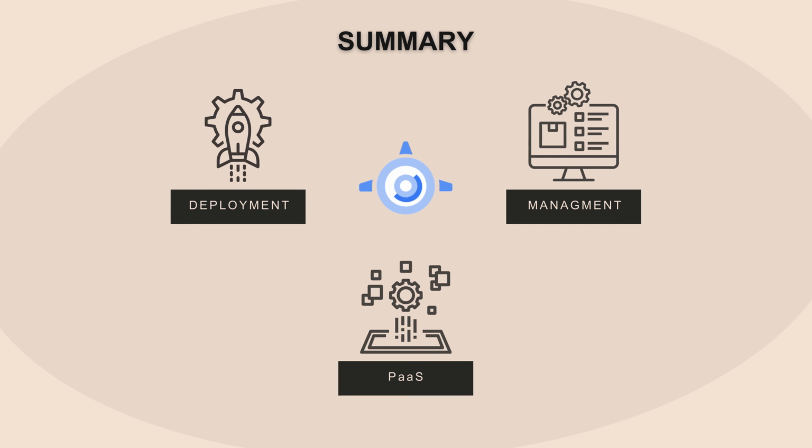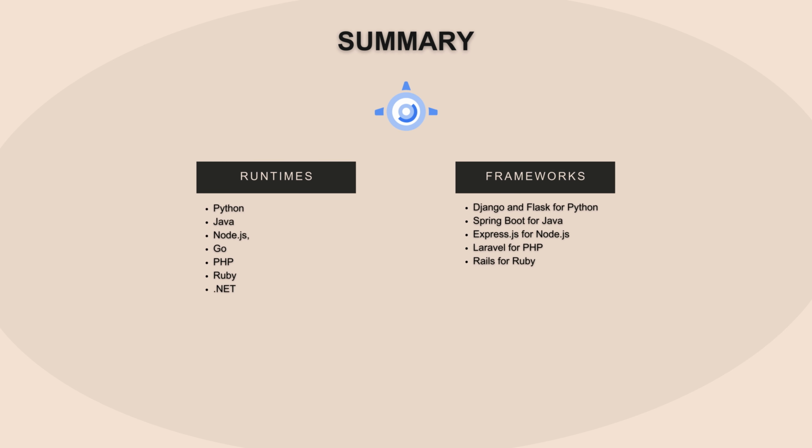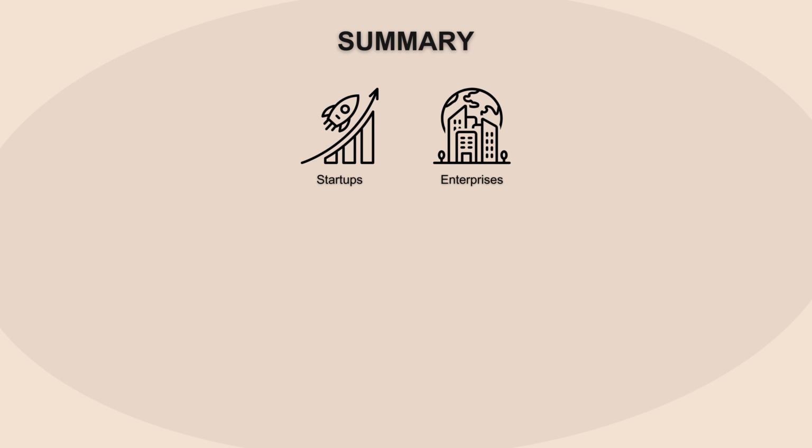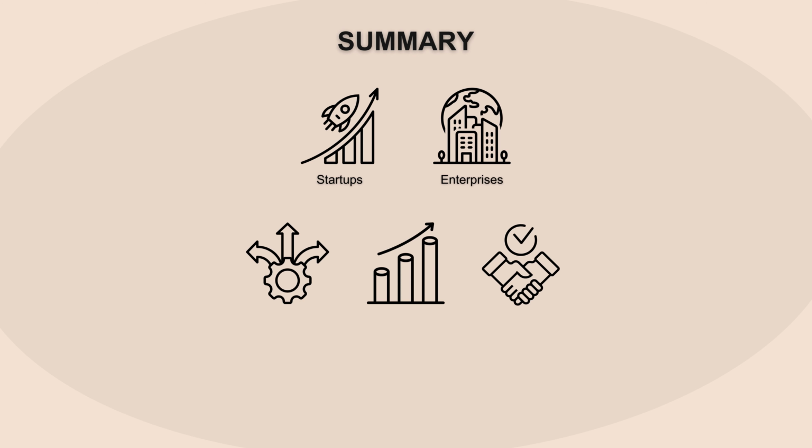GCP App Engine simplifies the development, deployment, and management of applications in the cloud. With support for multiple runtimes, automatic scaling, and robust services, it enables developers to focus on creating great applications. Whether for startups or enterprises, App Engine offers the flexibility, scalability, and reliability needed for cloud-based applications. Embrace GCP App Engine and unlock your innovation potential.